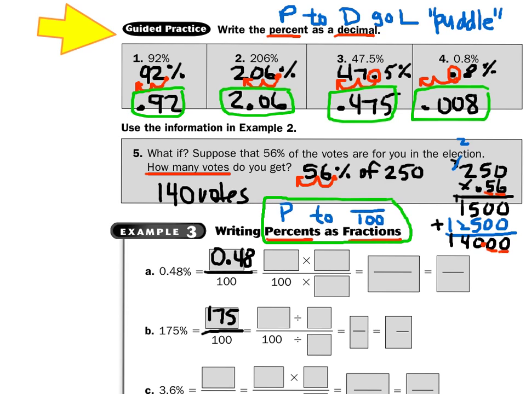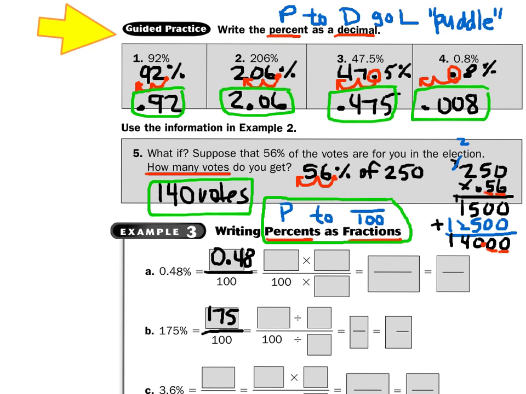And then take a look at example 3. Now they want us to write percents as fractions. Well, remember, percent means per 100. So we have to put whatever number they give us over 100. And I'm going to start off with B because that's a little bit easier for people to see. Take a look at B, 175%. So I grab the number in front of the percent, the 175, and I put it over 100 because that's what percent means.